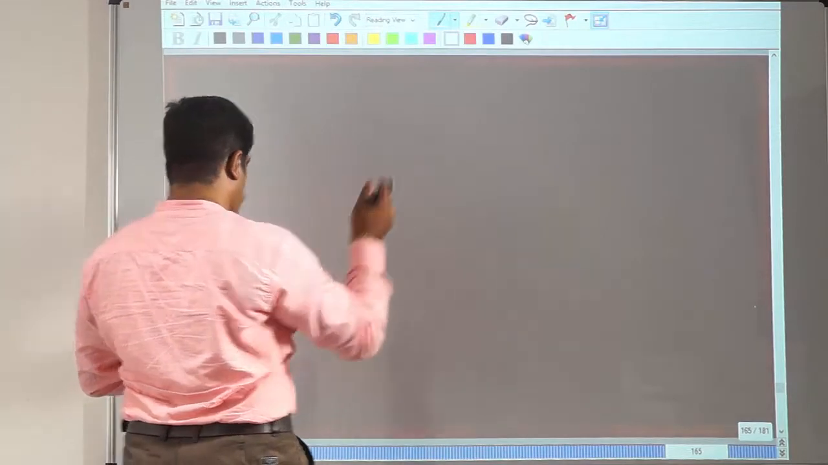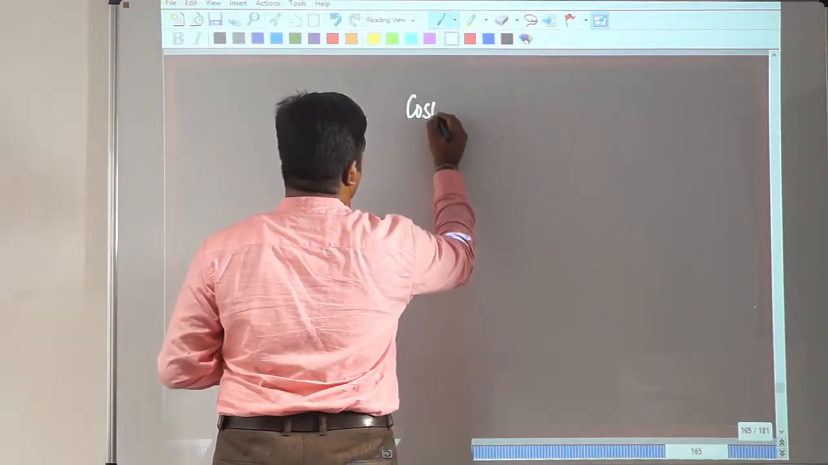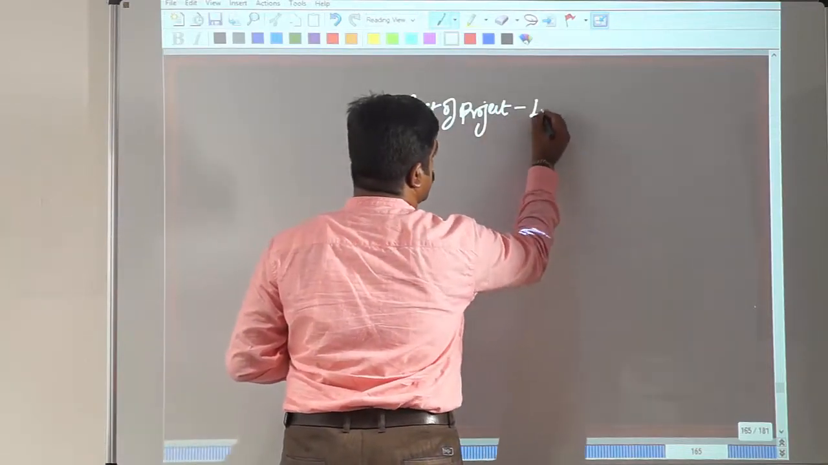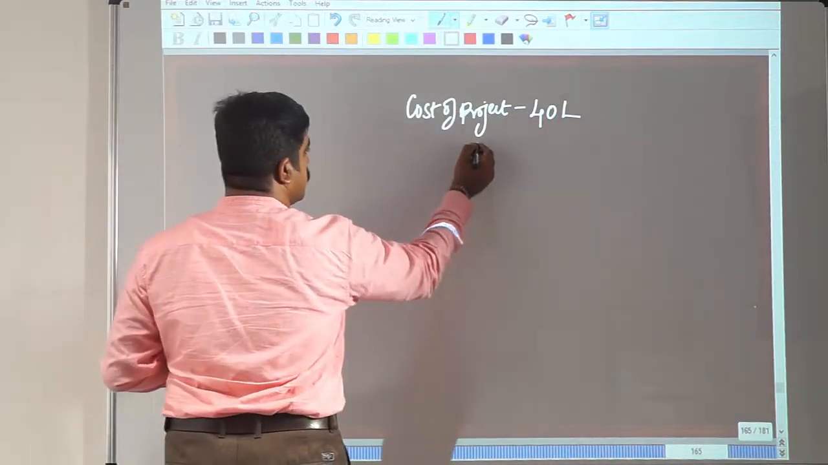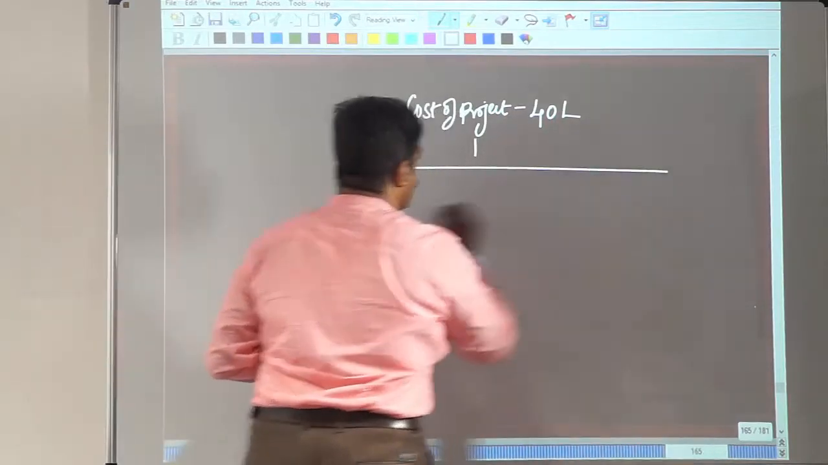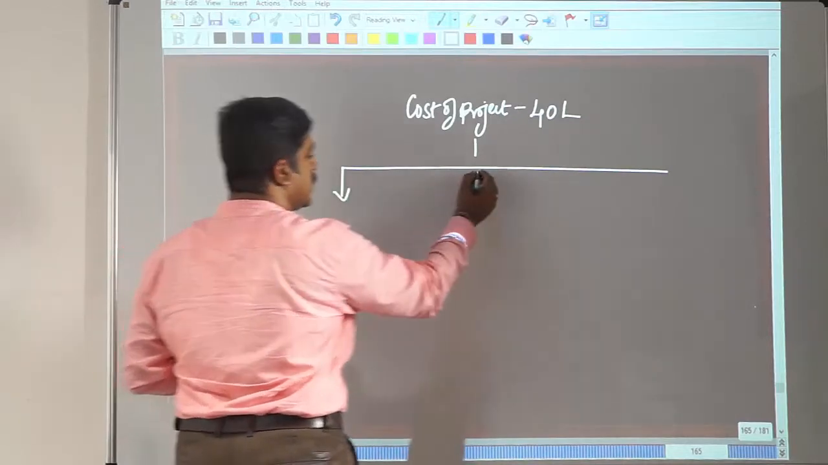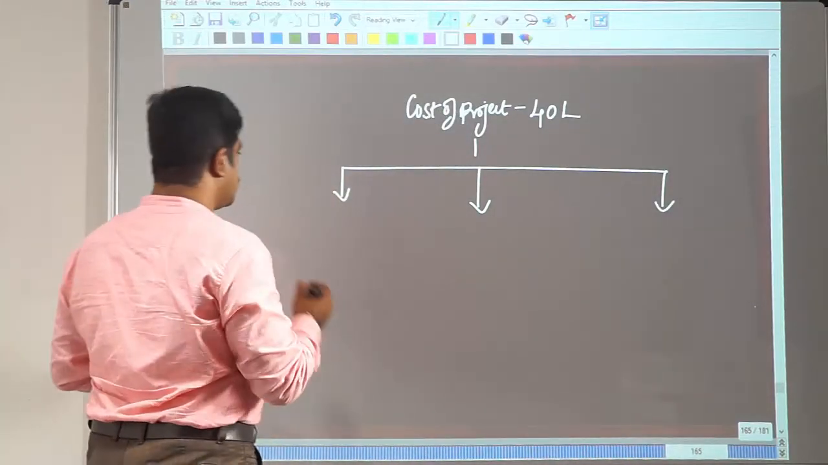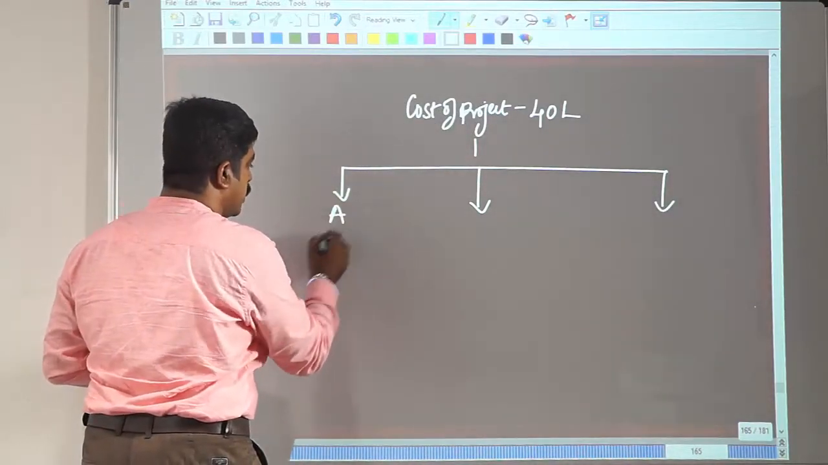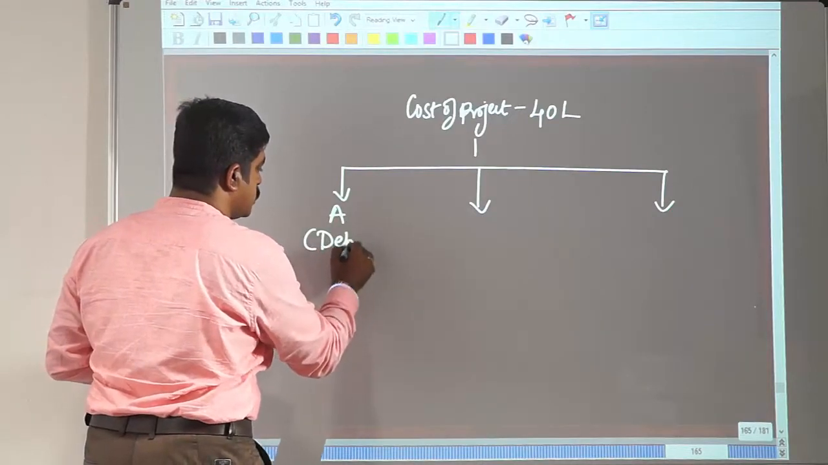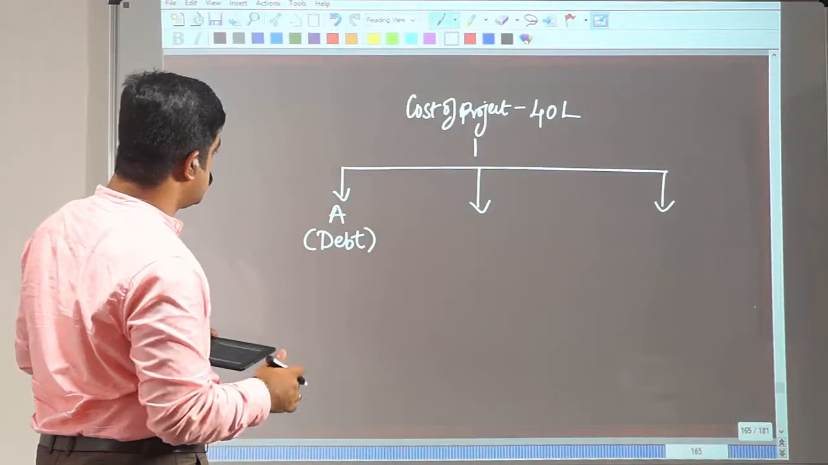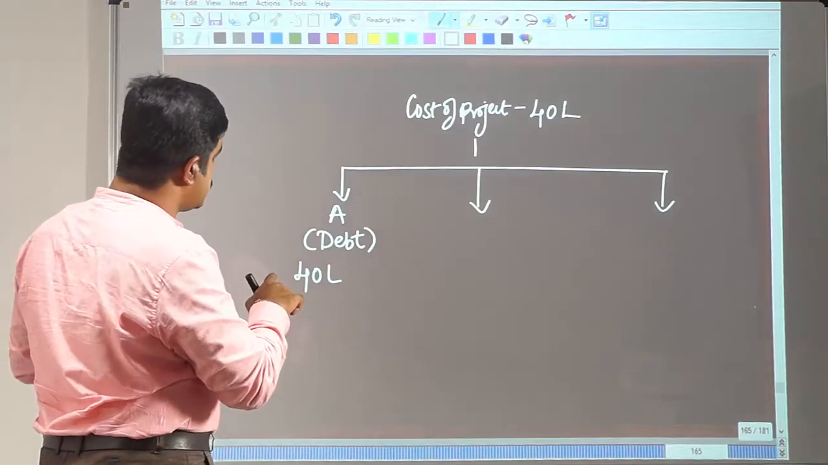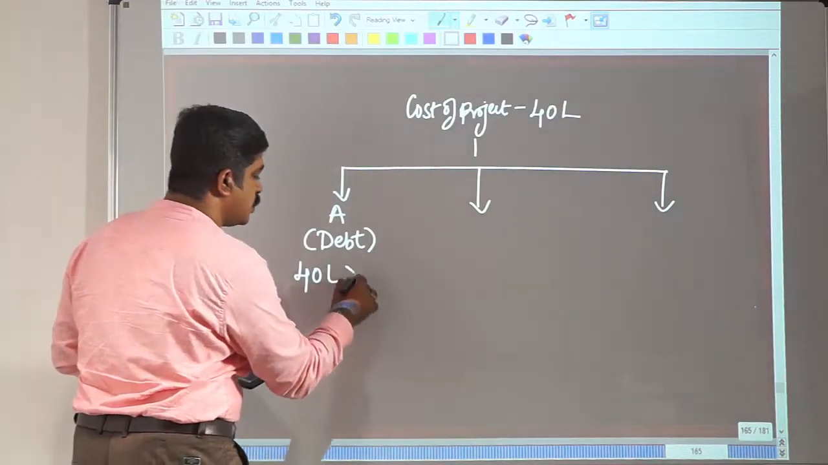We know the cost of the project. The cost of the project is 40 lakhs, and this project can be funded out of these three alternatives. That is, they can go for alternative A, B or C. Alternative A is going to be an option where they go with exclusive debt, that is, 40 lakh has to be raised as debt, and if 40 lakh is raised as debt, they have to pay interest at 12%.